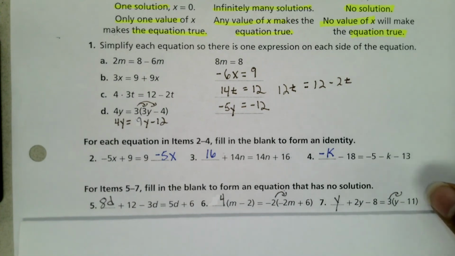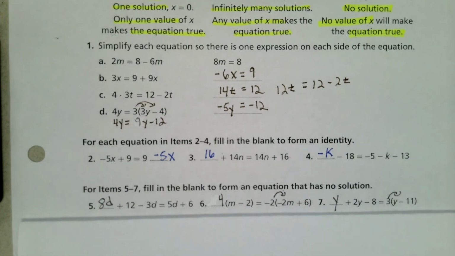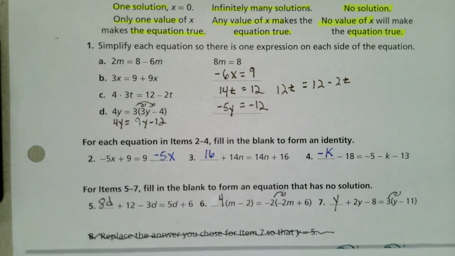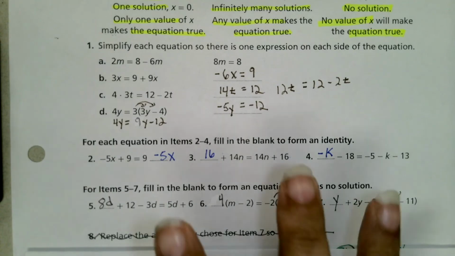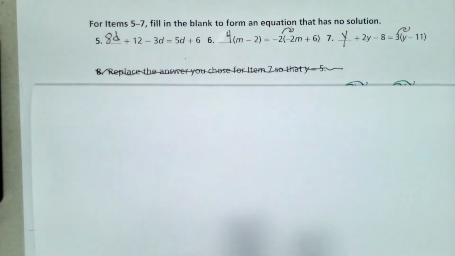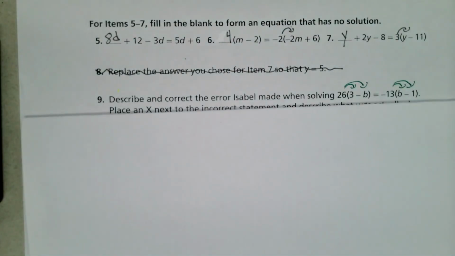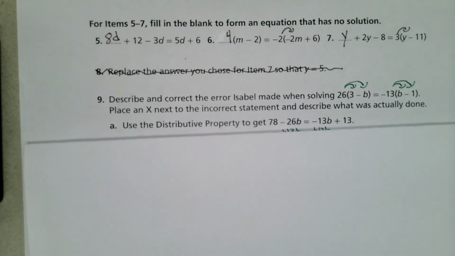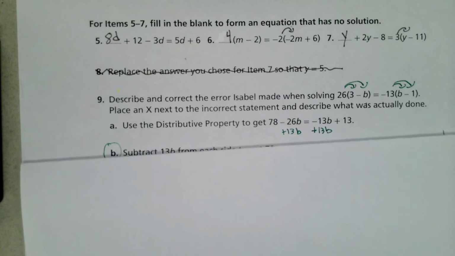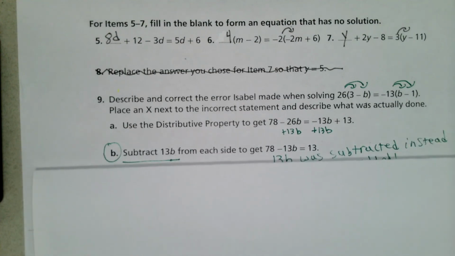The last thing I want to do with you is describing and correcting the error. So notice we have 26 times 3 minus b equals negative 13 times b minus 1. Well, she used the distributive property. She did that, right? Well, what did she do next? She subtracted 13b from each side. Then she subtracted 78, and her final answer was negative 13 to get b equals 5.